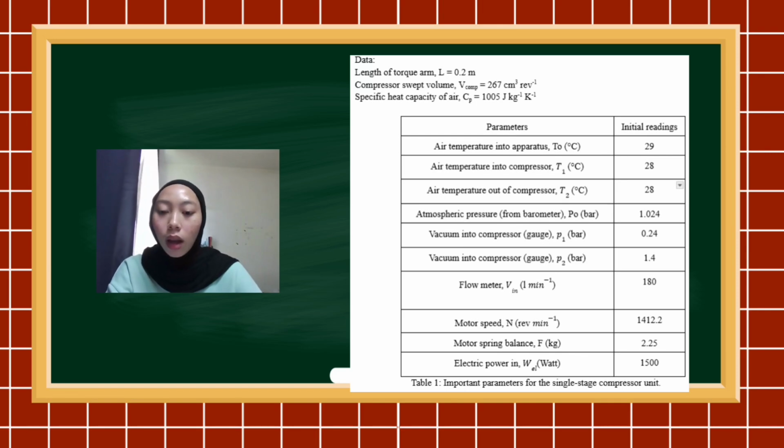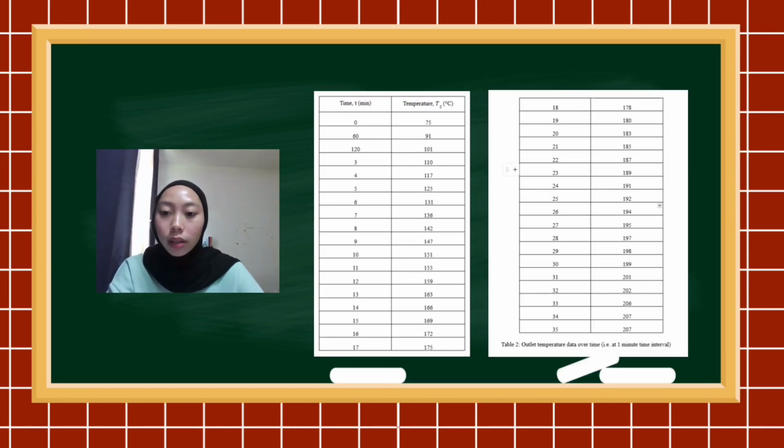And then if we look at Table 2, the outlet temperature T2 over time at 1 minute intervals. At time 0, the temperature rises significantly to 75 degrees Celsius, showing the compression immediately increases the air temperature. As time progresses, the temperature continues to increase steadily. For example, at 10 minutes, the temperature reached 51 degrees Celsius. At 20 minutes, the temperature increased to 183 degrees Celsius. And finally, at 35 minutes, the outlet temperature reached its maximum, which is 207 degrees Celsius.